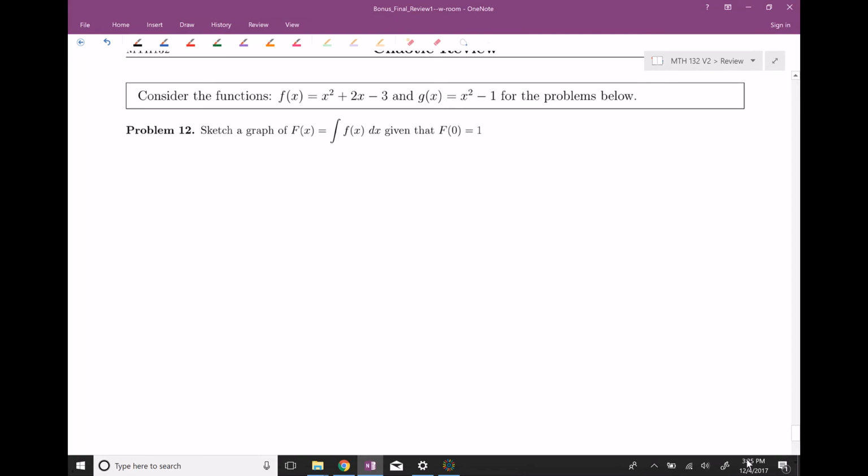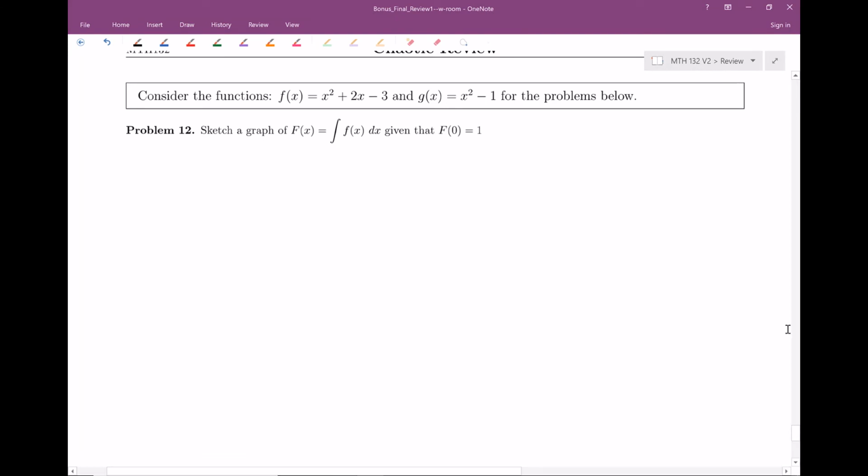Welcome everyone to the final problem of the chaotic review. This is problem number 12. In this problem we're trying to sketch the graph of capital F of x, which is the antiderivative, or the indefinite integral, of little f of x, given that f of 0 is equal to 1.